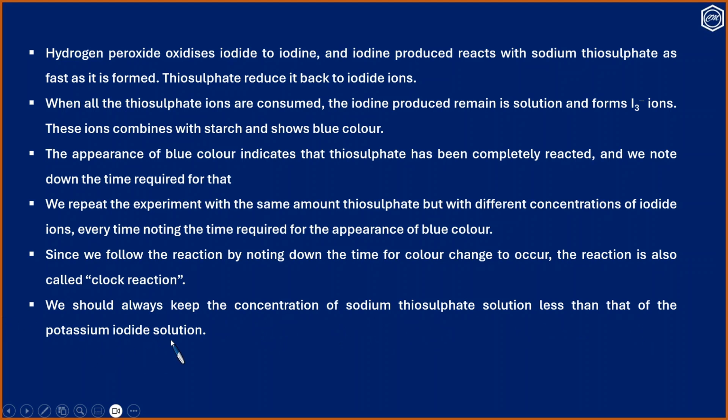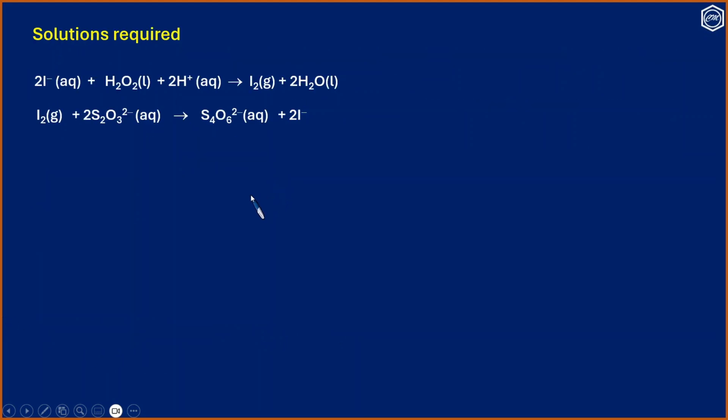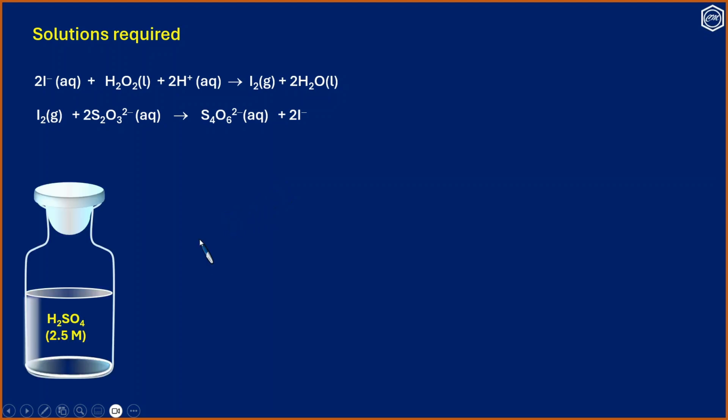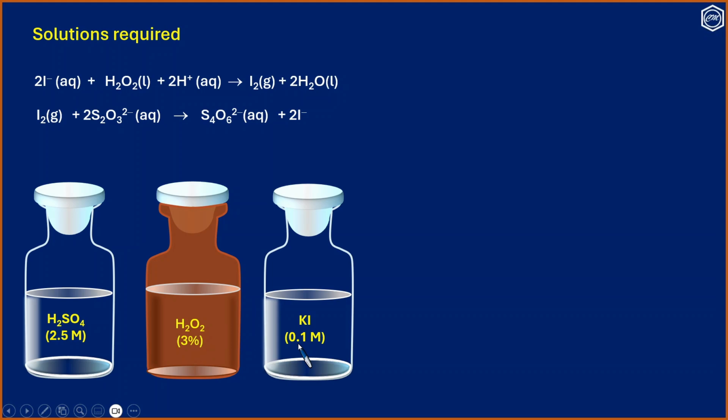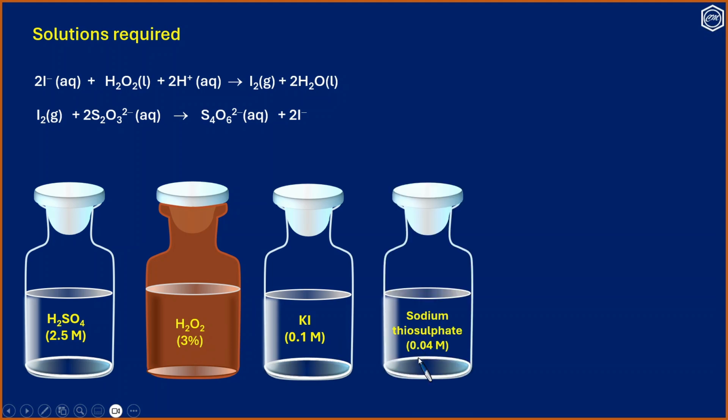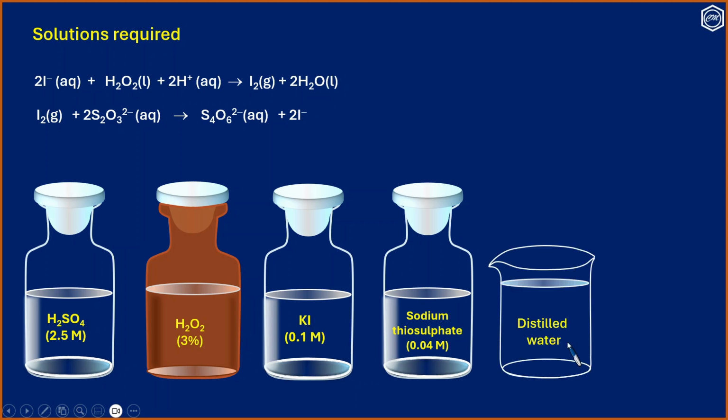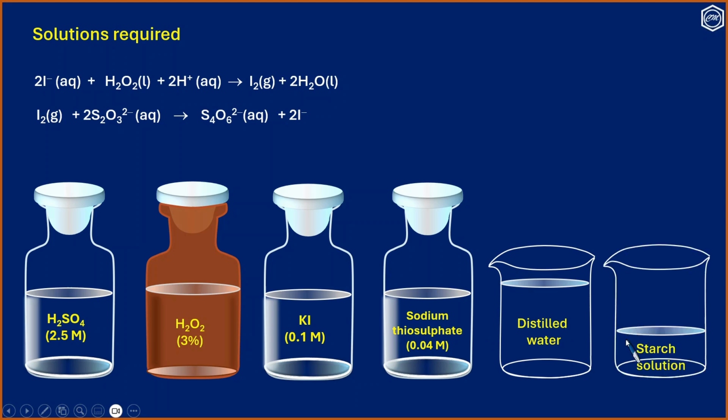used. These are the solutions we need for doing the experiment. Sulfuric acid 2.5 molar, hydrogen peroxide 3%, potassium iodide 0.1 molar, sodium thiosulfate 0.04 molar. The concentration of sodium thiosulfate is much lower than that of potassium iodide. Distilled water and a starch solution.